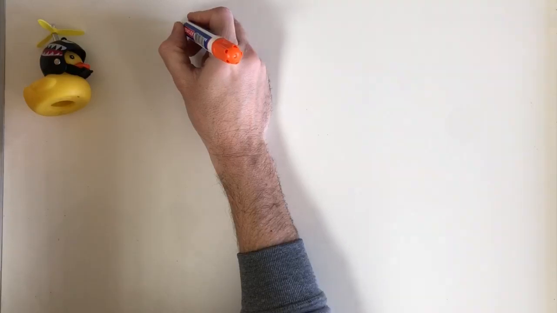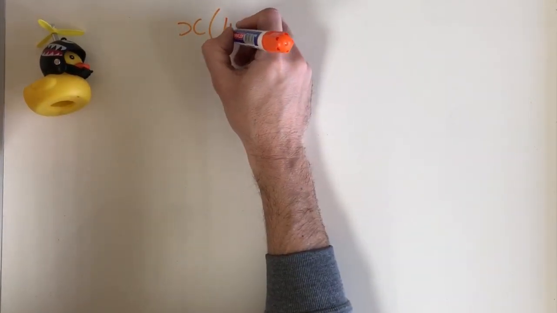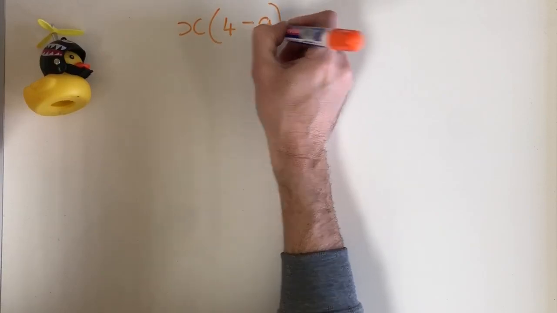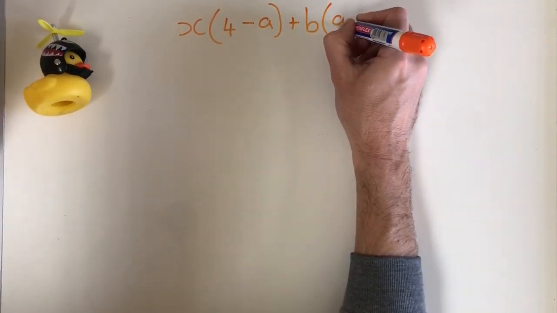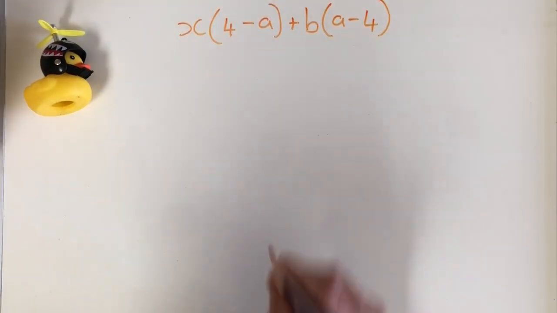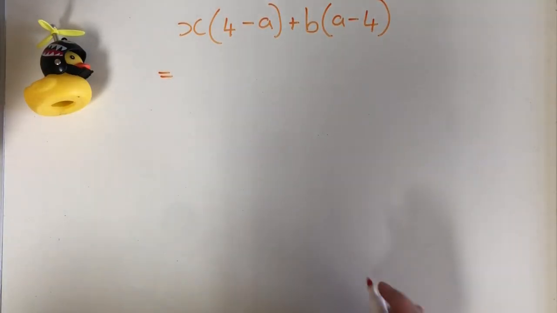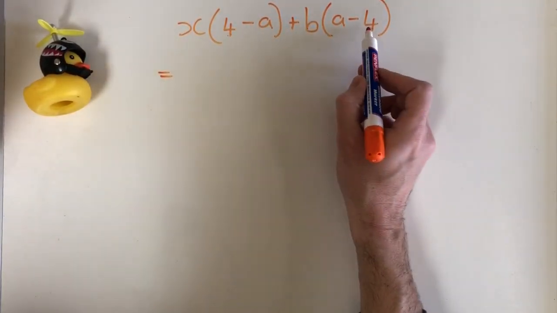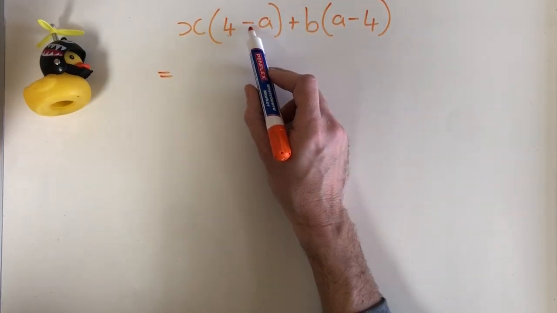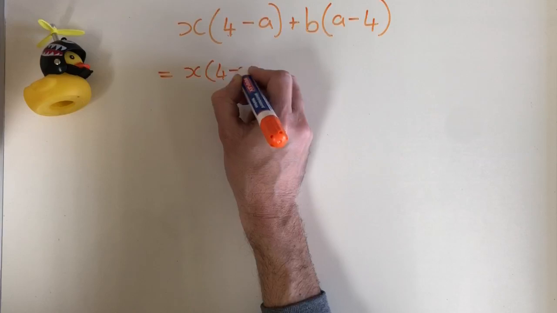Let's do something like x times 4 minus a, plus b times a minus 4. If you want to pause and try this on your own, go for it. But I'm just going to go right into it. I see here the 4 and the a. This 4 is positive, that 4 is negative, and this a is negative, and that one's positive. So I can keep this part the same as 4 minus a.